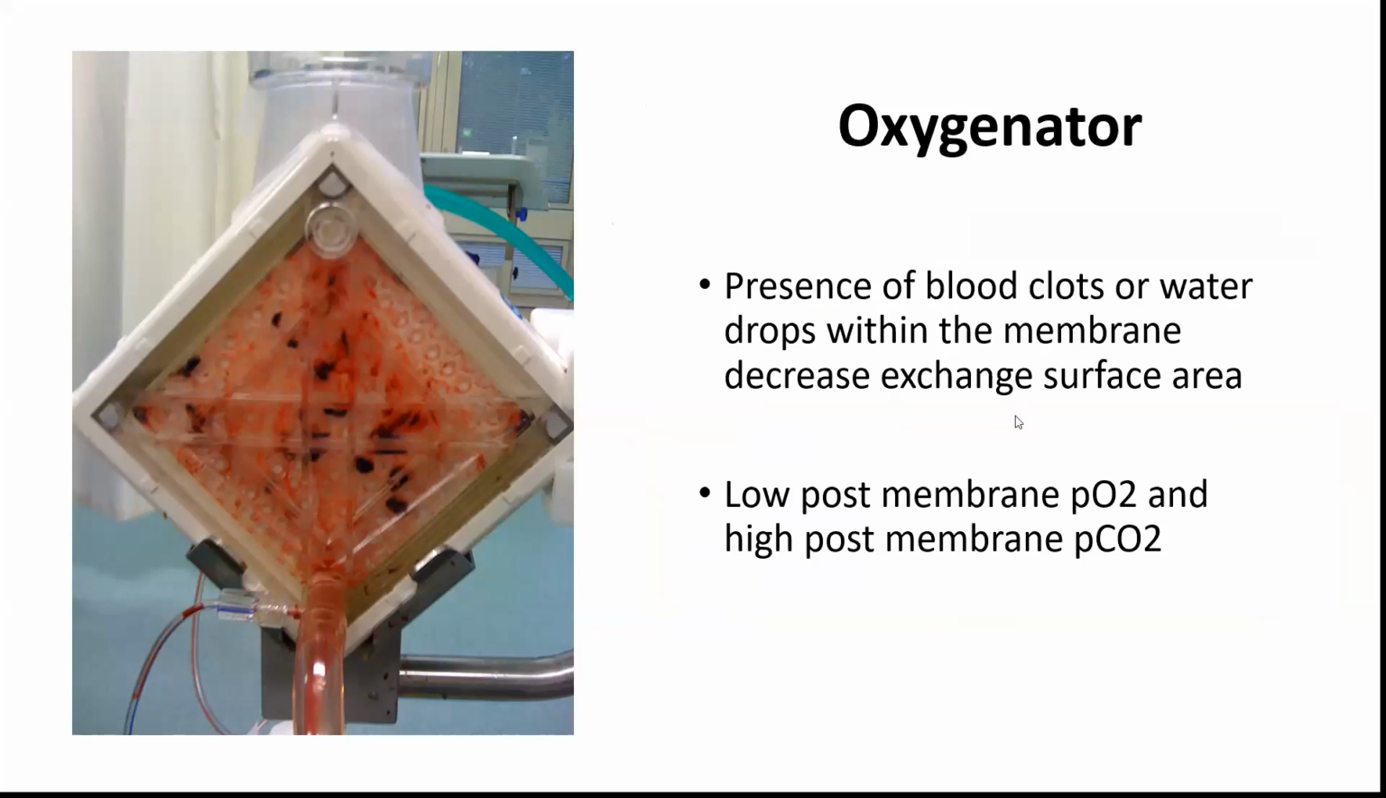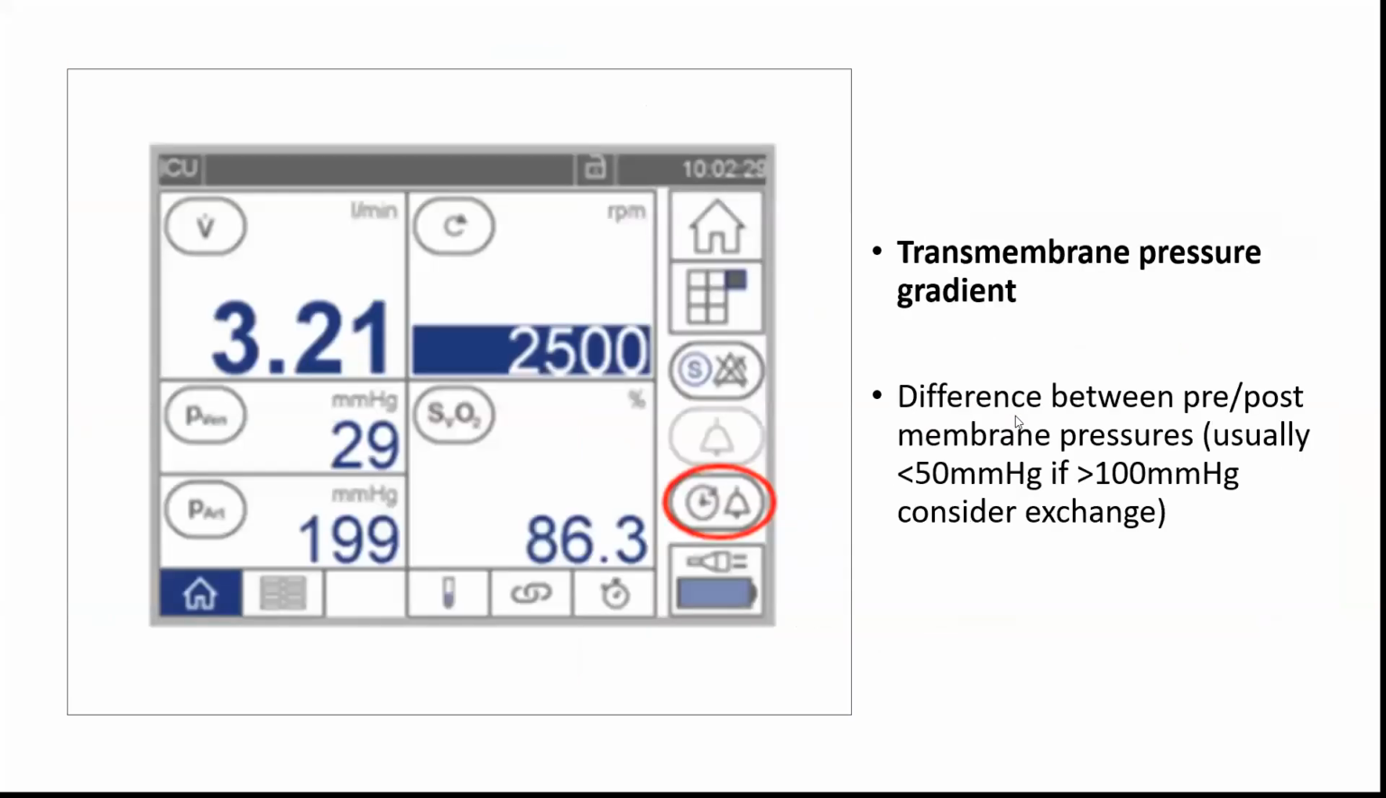How you determine if your oxygenator is failing and not working is you want to see what the blood looks like after the oxygenator, right? After the oxygenator, you should have oxygenated blood and the CO2 should be removed. If that's not happening, then there's a problem with your oxygenator. It needs to be addressed.